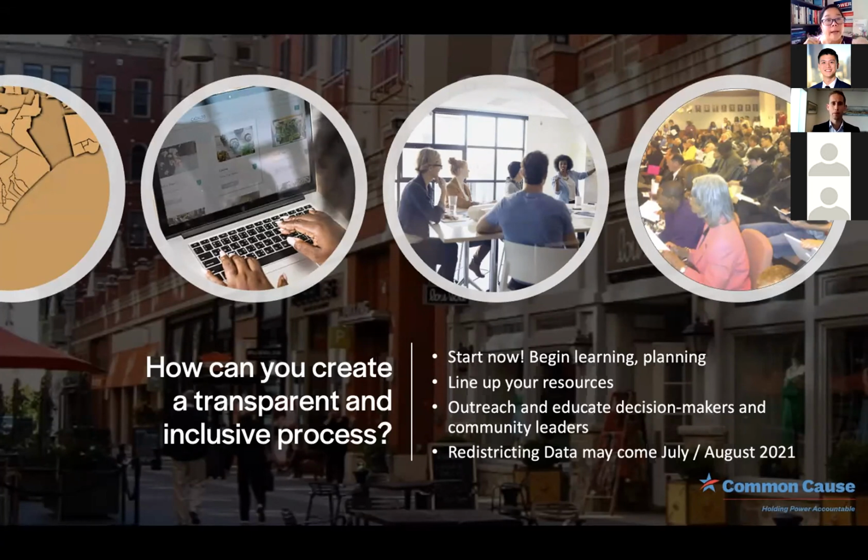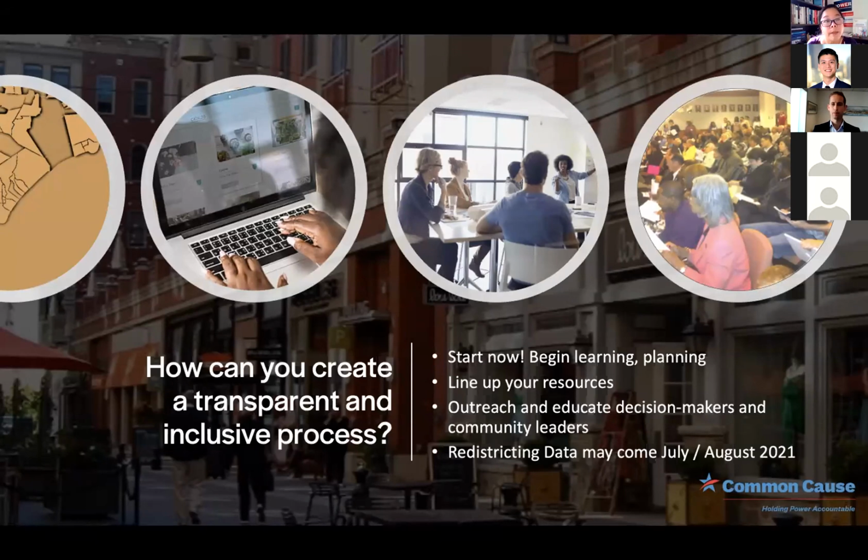What that means is that you now have, I'm going to call it an opportunity, to begin planning right now to line up your resources, to think about what a robust education and outreach plan is going to be, to talk to community leaders and also your decision makers, right? To make sure that everything is lined up.